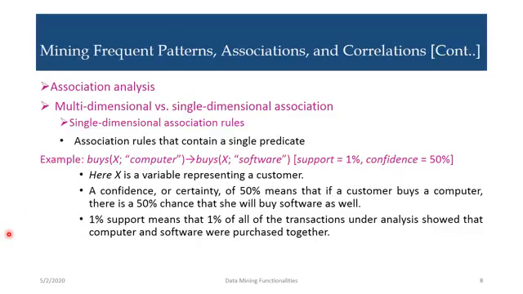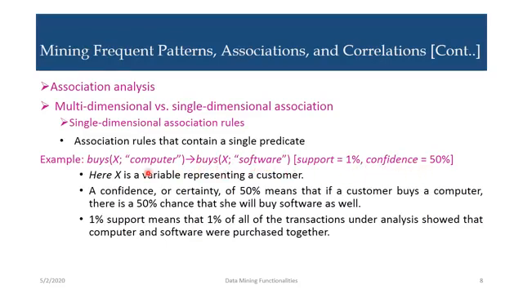Now here we will discuss association analysis, where first we will discuss multidimensional versus single dimensional association. Before that, first we will discuss the single dimensional association rule. So let me first describe what an association rule is. An association rule that contains a single predicate is known as a single dimensional association rule. Now this is an example of a single dimensional association rule. It is written as buys(X, computer) implies buys(X, software), with support 1% and confidence 50%.